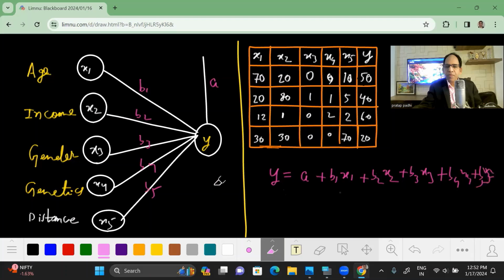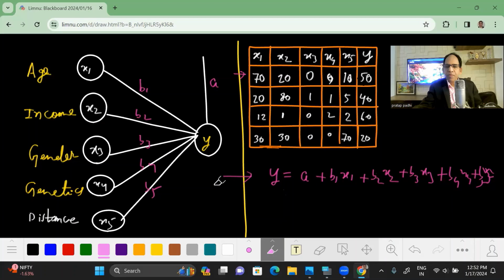This is my equation. What will happen? When you train with these 4 rows of data, take the first row: X1 is age, 70; X2 is income, 20K per month; X3 is gender, male, which I've taken as 0; and X4 is my genetics, some rating, 0, 1, 2, whatever. X5 is the distance from the hospital.